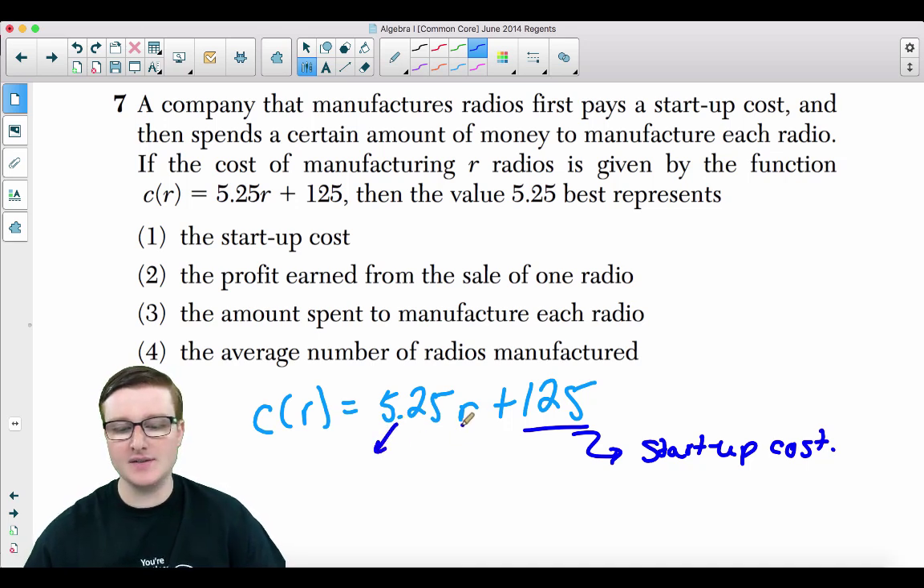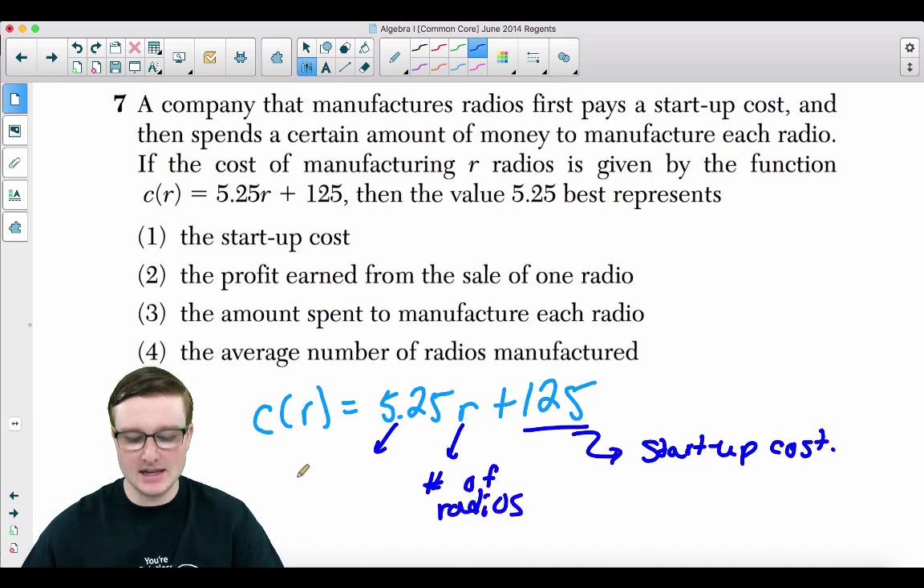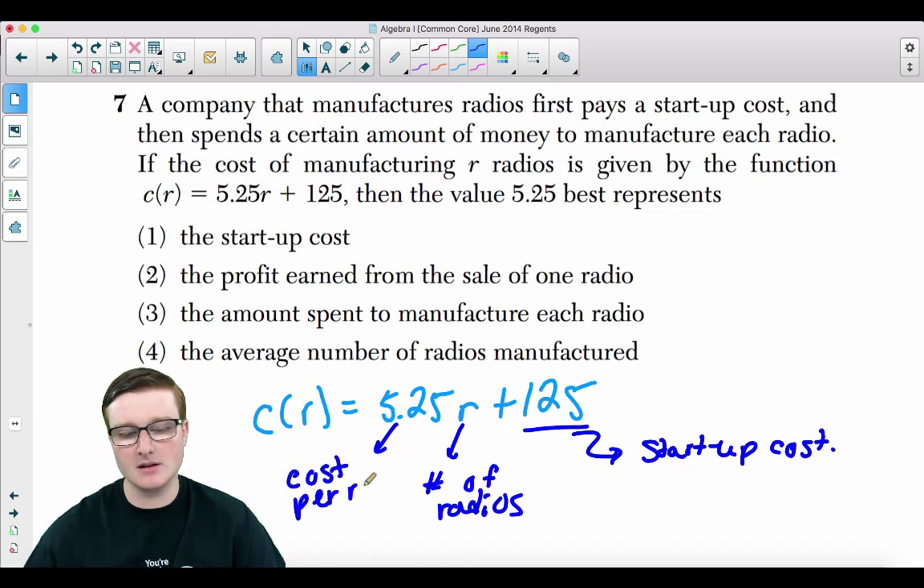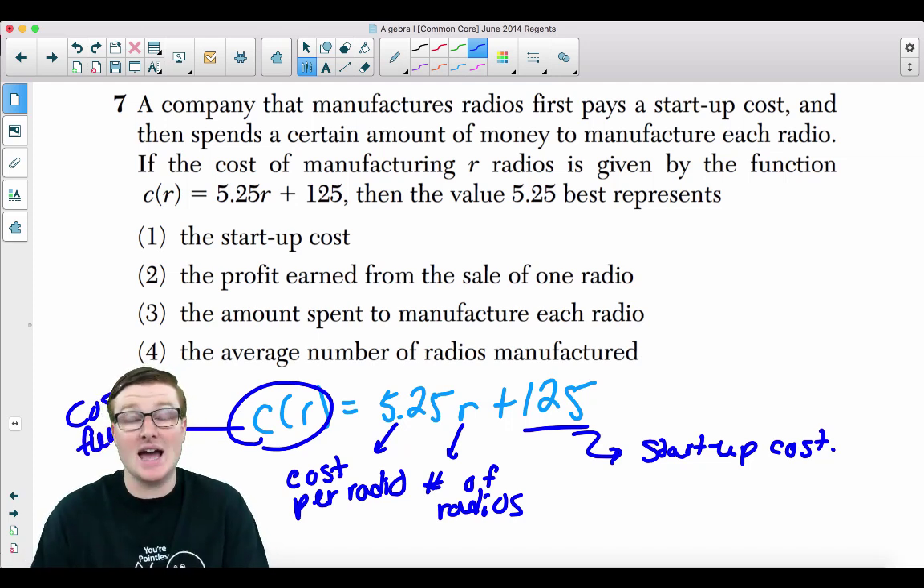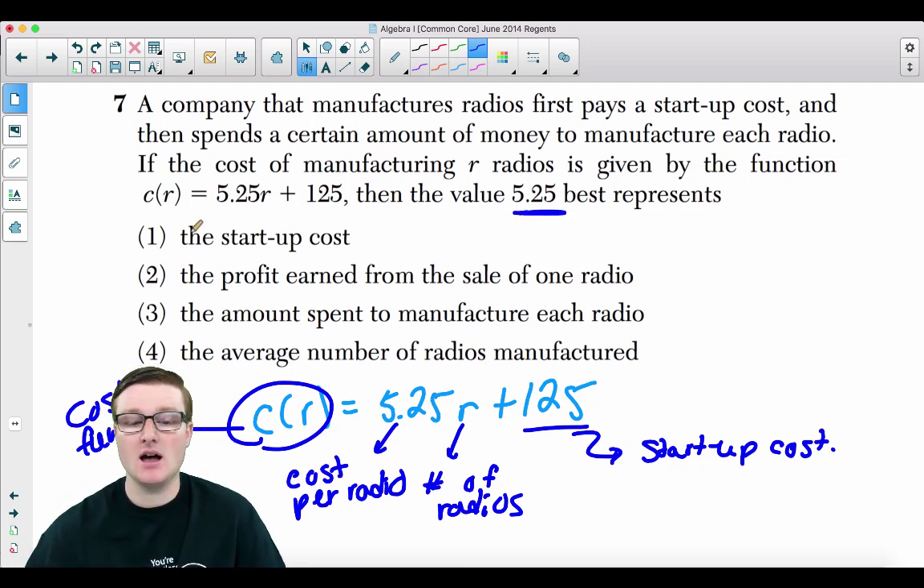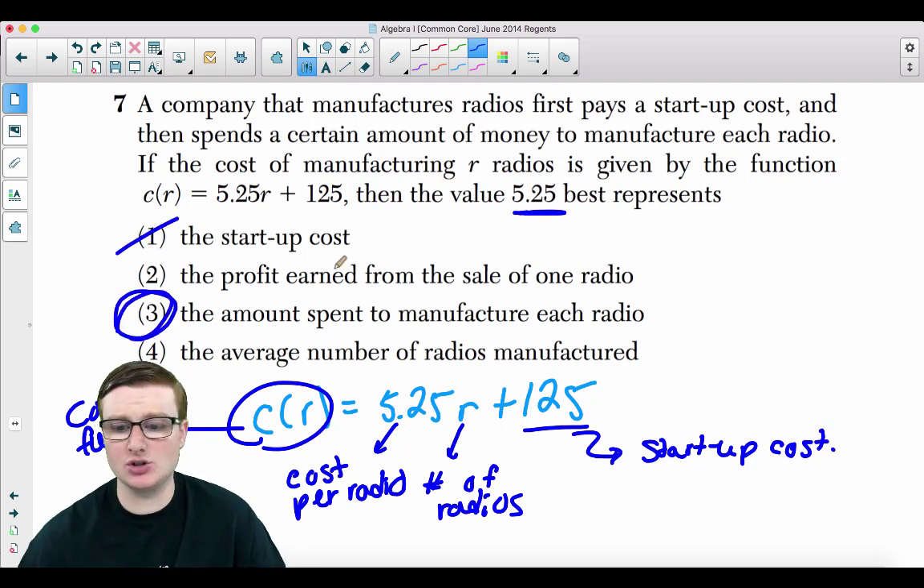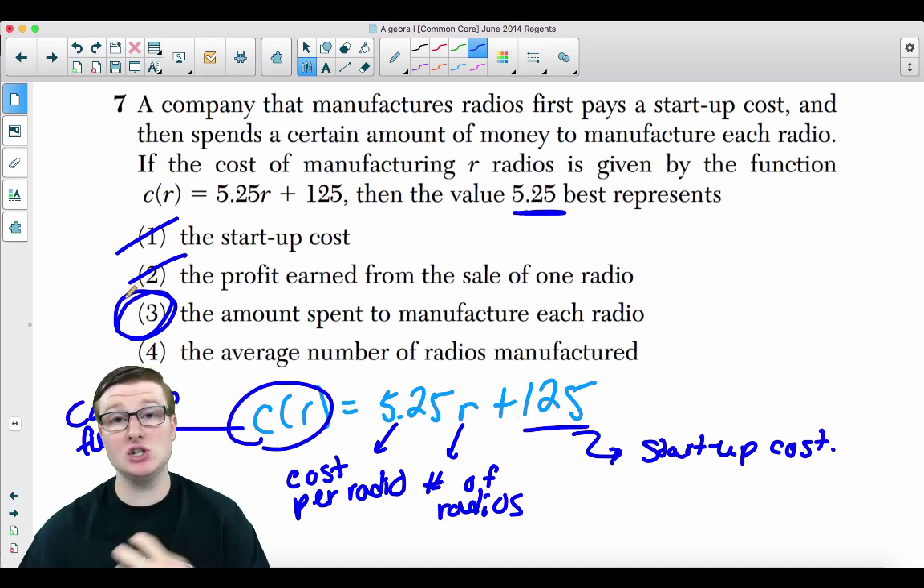Now, the 5.25 and the r, well, the r is the number of radios. 5.25 is the cost per radio. And remember that C of r is a cost function. So cost is how much you have to pay to actually perform the business. So 5.25 best represents choice 3, the amount spent to manufacture each radio. Choice 1, the startup cost, that's not even true. That's the 125 on the right. The profit, no, again, this is a cost function. Profit is how much money you bring home. And the average number of radios manufactured, that makes absolutely no sense.